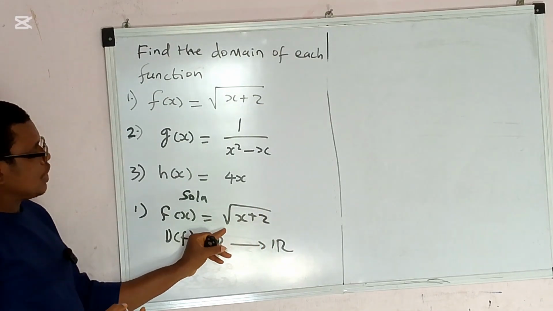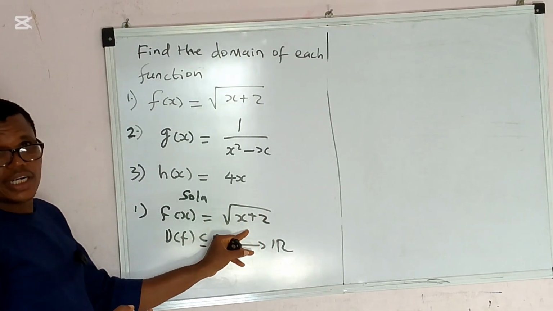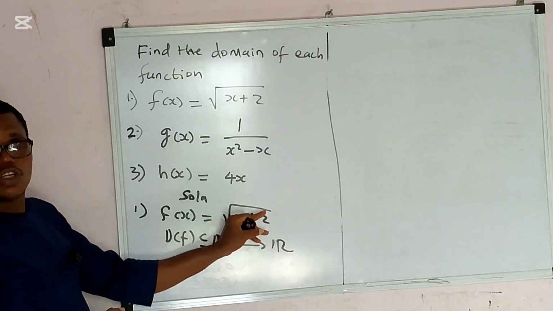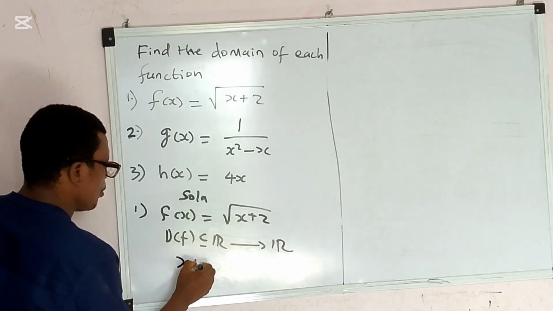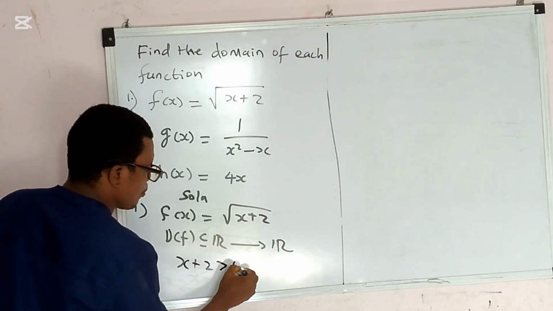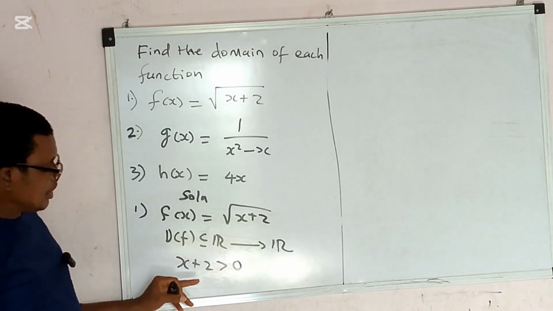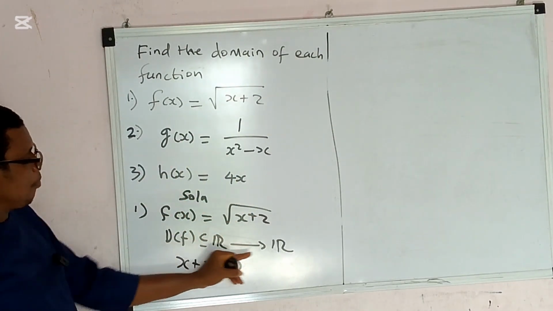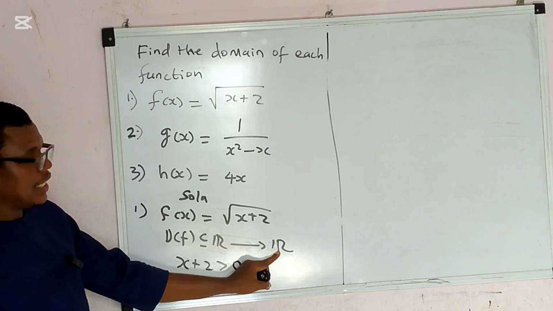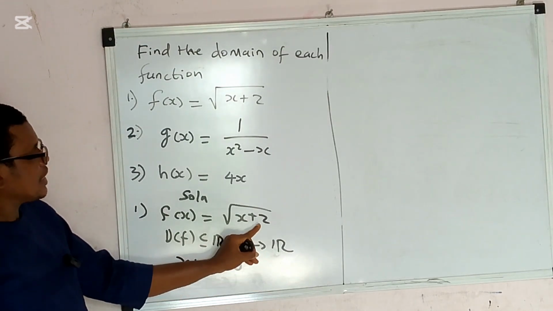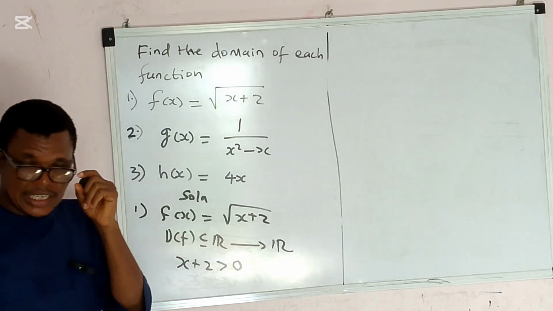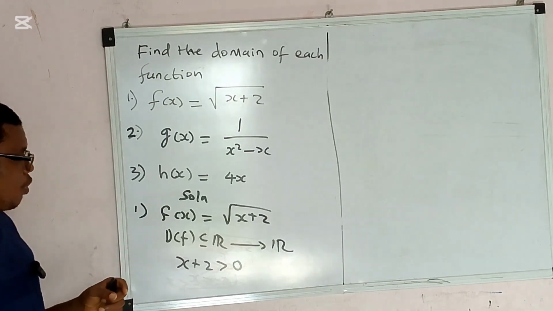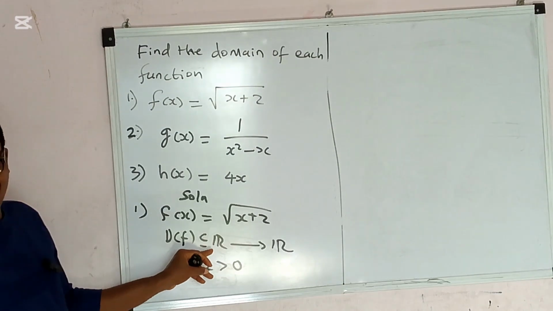We know this is the square root of a real number, and for the square root of x plus 2 to be meaningful in R, it must be positive. If you look for the square root of negative numbers, they don't make meaning. They are not meaningful in R. Rather, such numbers belong to what we call the extended real number system, or the complex numbers, and we are not interested in that.